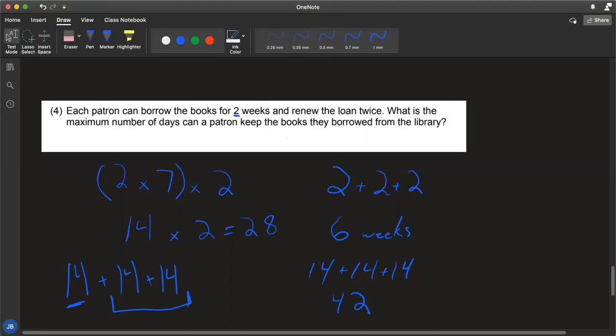Can you raise your hand if you got 28 the first time? All right. Can you do a thumbs up if you got 42 the first time? Okay, so we're a little bit mixed here, which is okay, because word problems can be a little bit confusing. You can read this in a couple different ways. But how I did it is, like I said, you can borrow it for an initial 2 weeks and renew the loan twice. So here's the first renewal, and here's the second renewal.